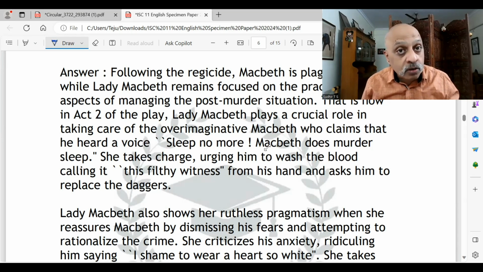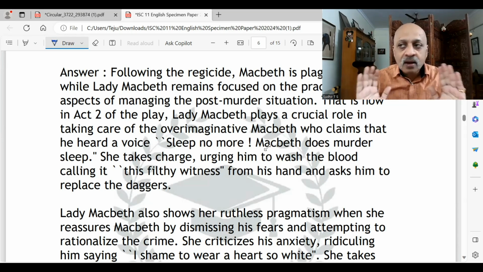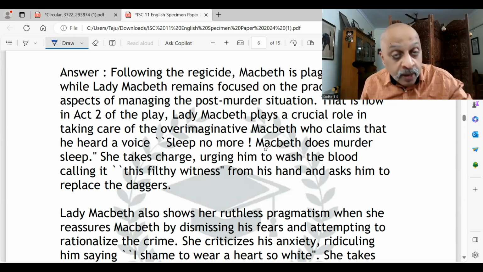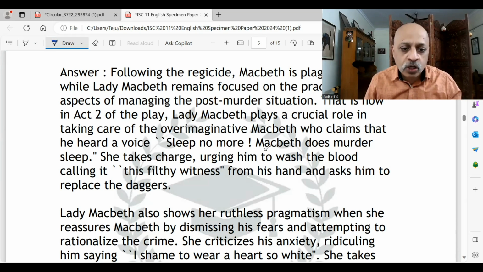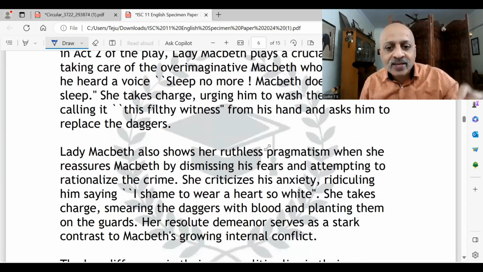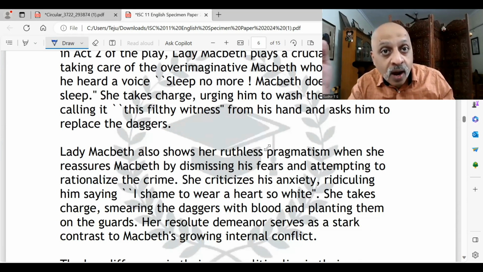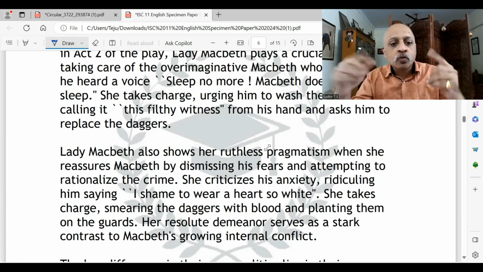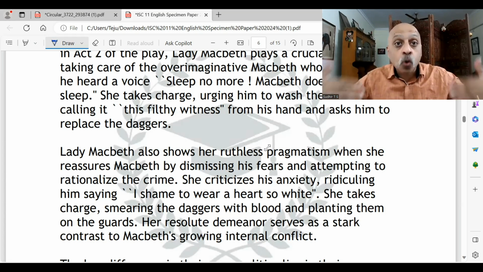Lady Macbeth also shows her ruthless pragmatism. Pragmatism means a very practical approach. When she reassures Macbeth, कि वो Macbeth को दिलासा देती है, assure करती है कि डरने की कोई जरूरत नहीं है, and attempts to say that what we have done is not wrong. She criticizes his anxiety, ridiculing him, saying, I shame to wear a heart so white. She takes charge, smears the daggers with blood, and plants them on the guards. Her resolute demeanor, meaning her whole attitude, serves as a contrast to Macbeth's internal conflict, which is only growing.